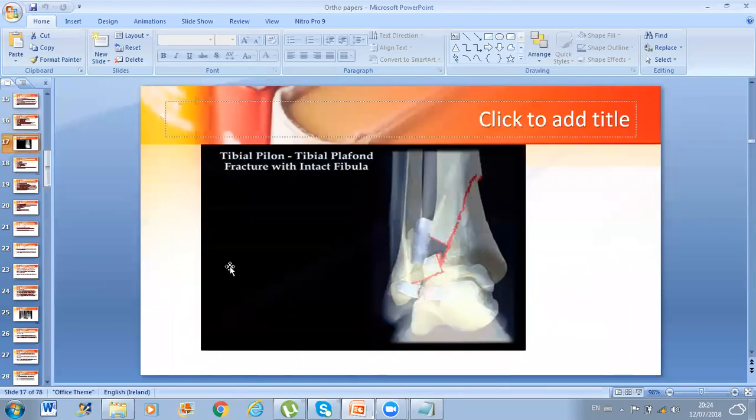Who will tell me what this is? This is pilon, it's written over it. So what is the principle of pilon fracture fixation? Whenever you fix any fracture, there should be a principle to fix it. Sir, ideally should be anatomical reduction, sir. Okay, 1. 2, stable fixation.